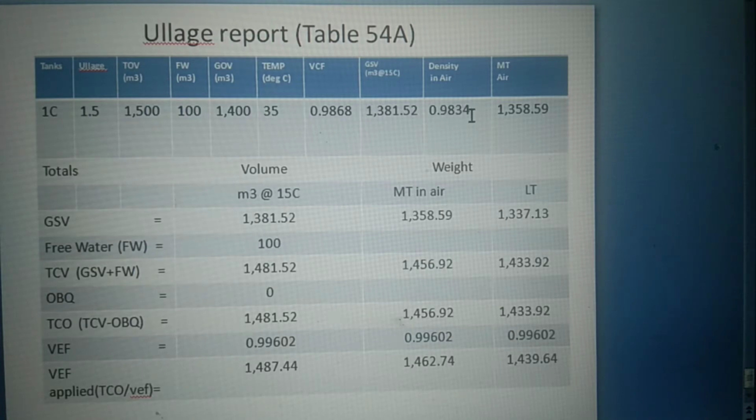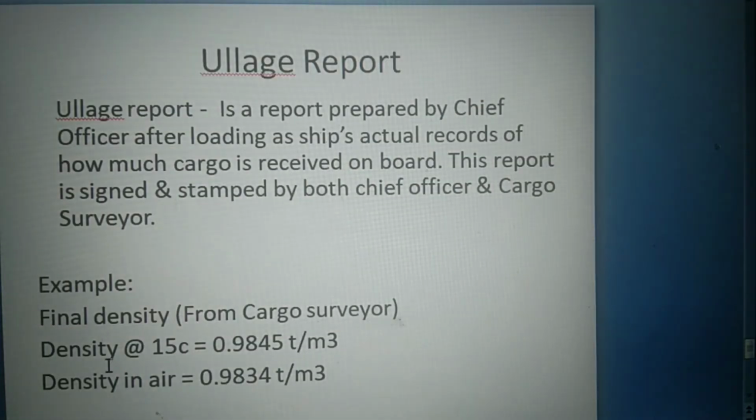As I have said before, density in air was taken from density in vacuum minus 0.0011. So density in air is equal to 0.9834 tons per cubic meter.